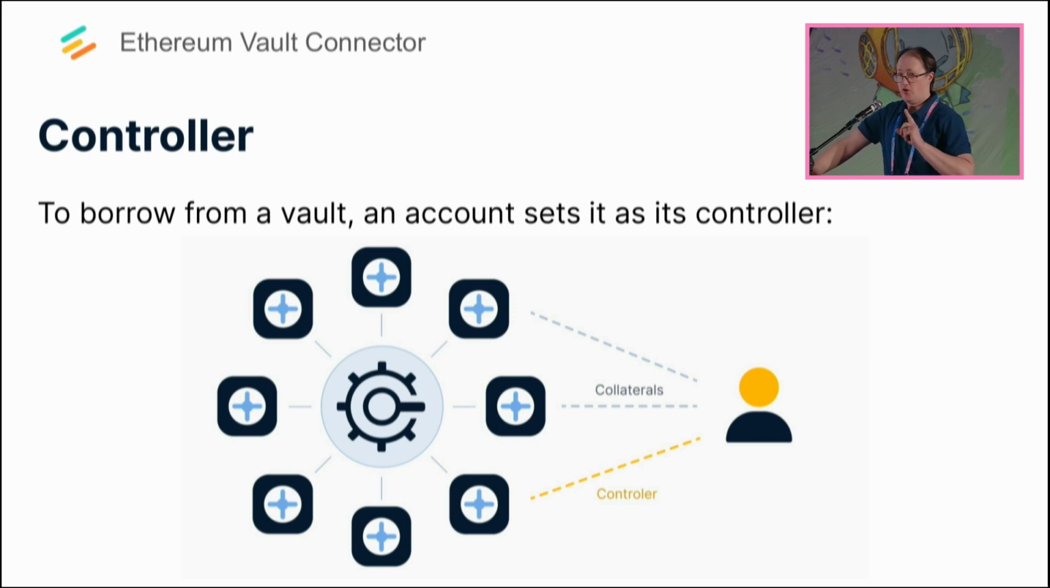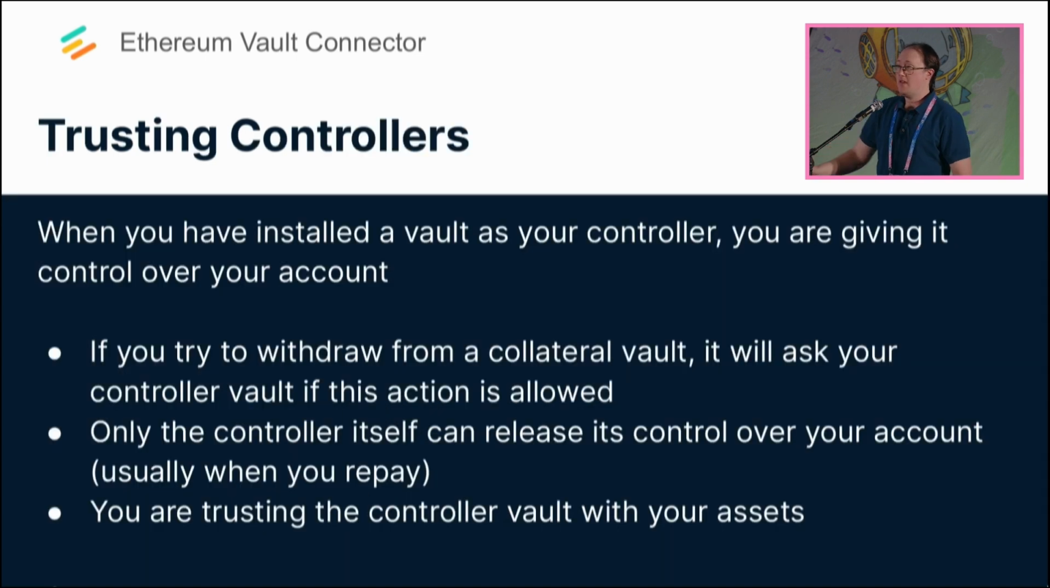An account can only have one controller. This is an important property for a lot of reasons, but it will usually be the vault that you're about to create a borrow for. So after you've set up your collaterals and associated them in the EVC, you now select a controller, and that's tracked for you in the EVC as well. The important thing is that when you have selected a vault as a controller, you are giving over control of your account to the vault.